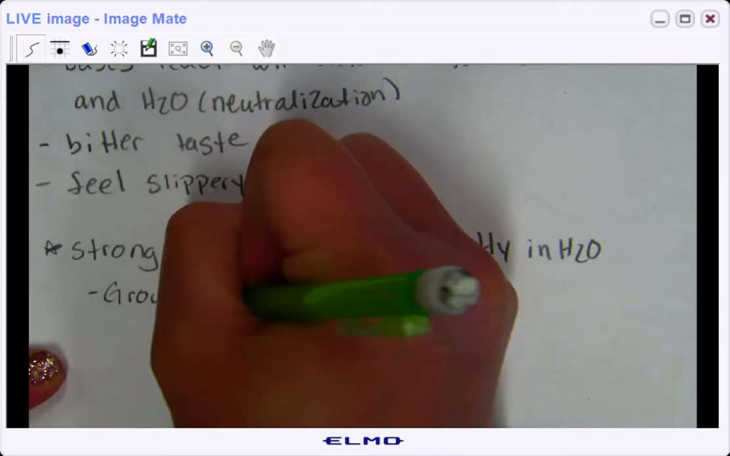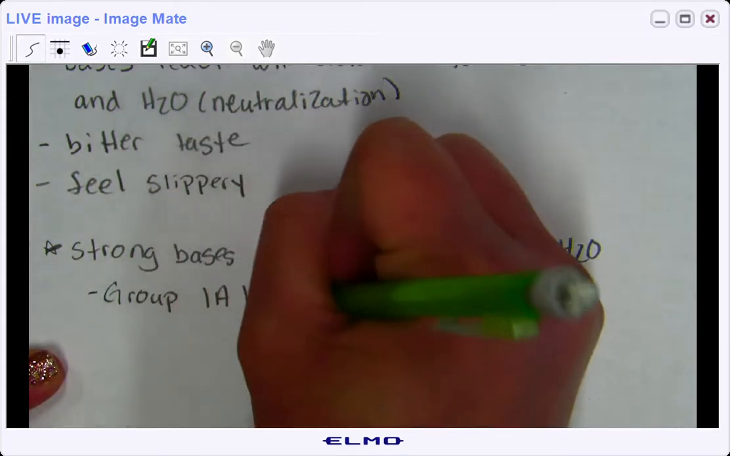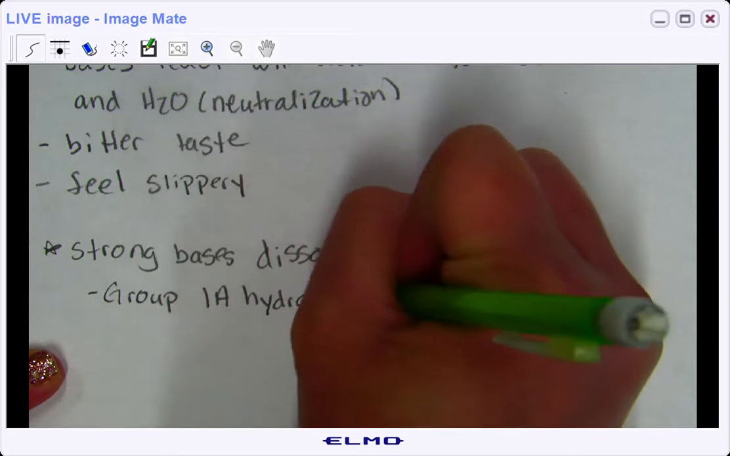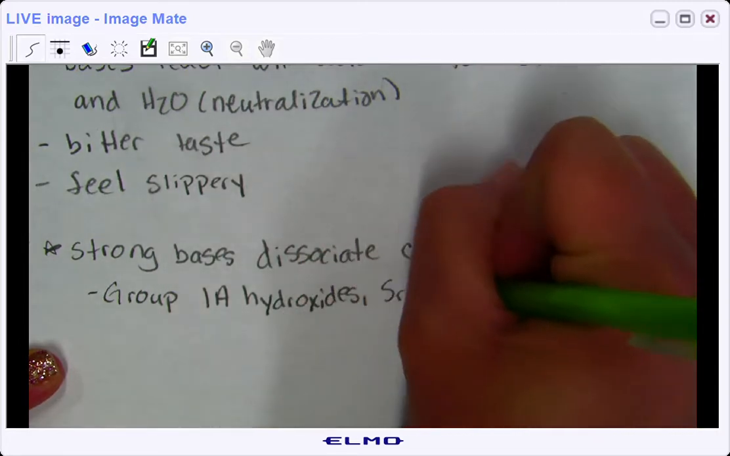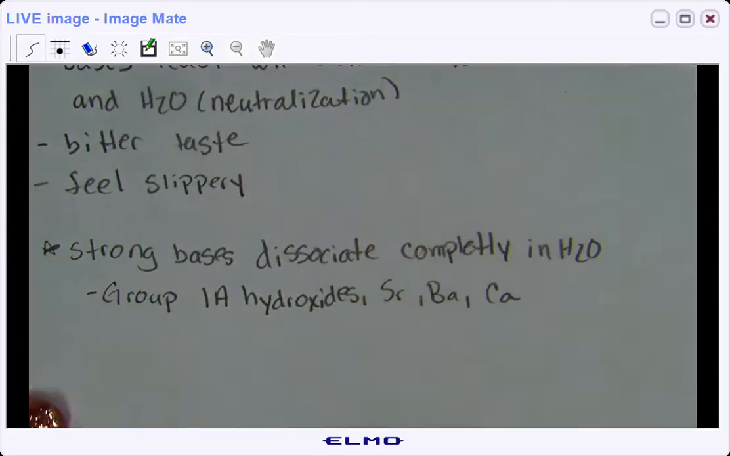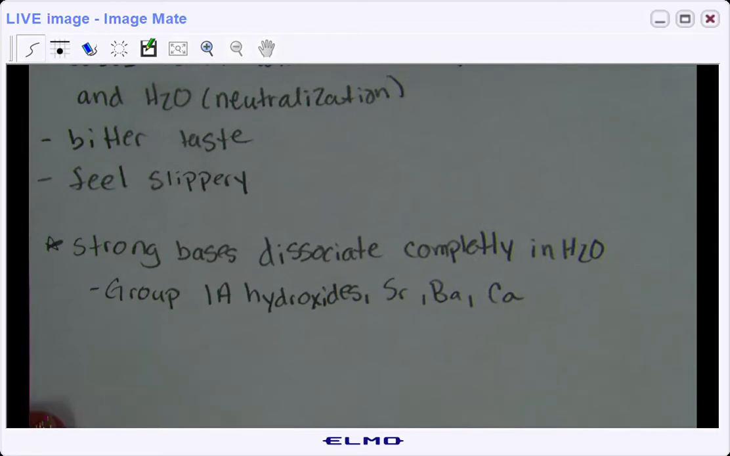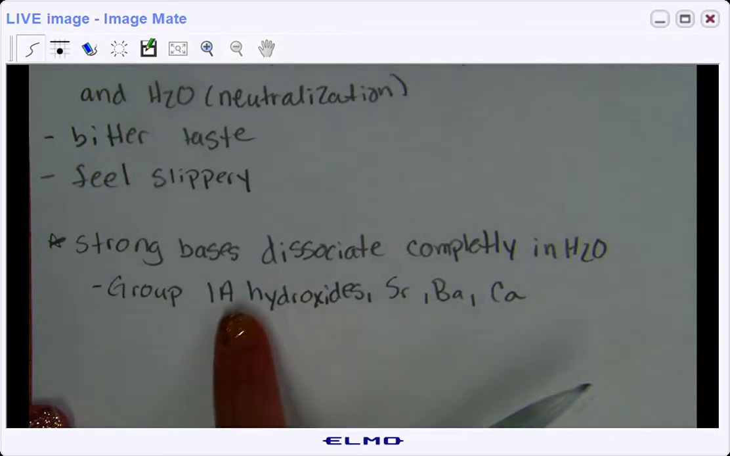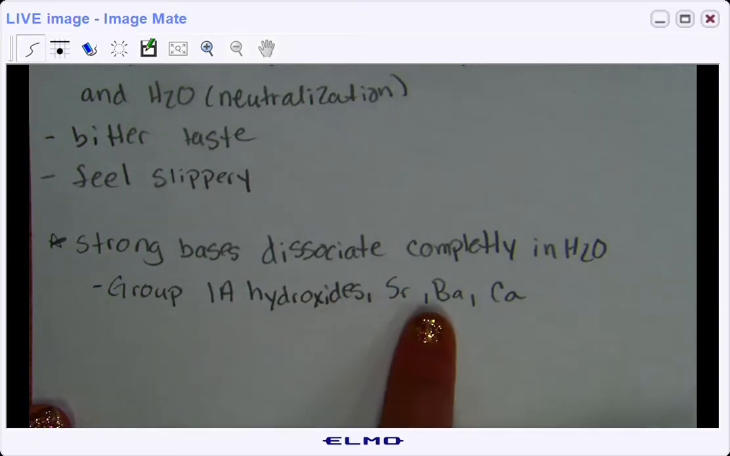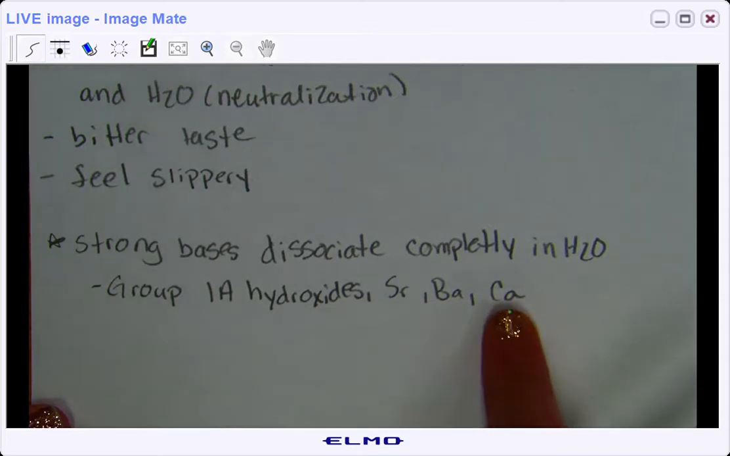Group 1A hydroxides. Strontium, barium, and calcium. And if you'll think back to our reactions unit, we saw that hydroxides are insoluble except, and there were some exceptions there. All right, 1A hydroxides, strontium and barium, and we're going to add calcium. Calcium is also a strong base. It will dissociate completely in water.